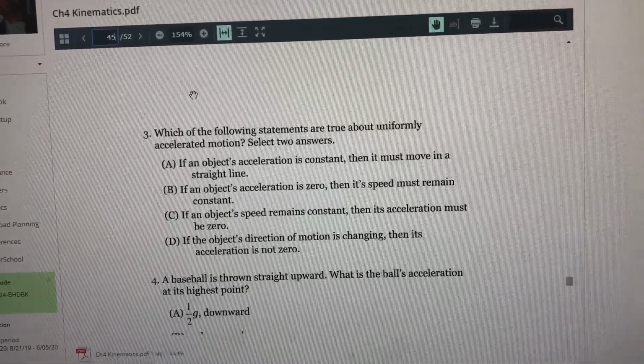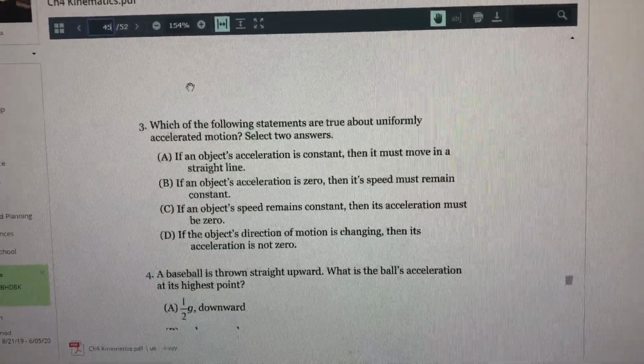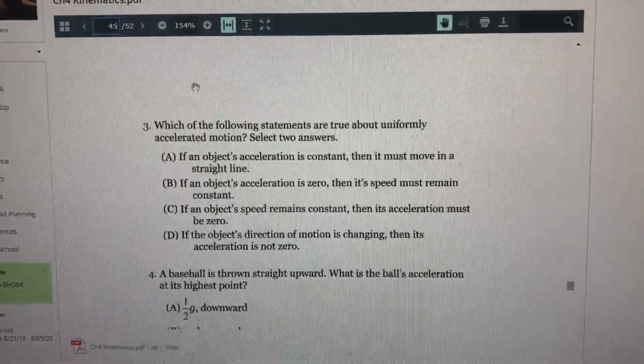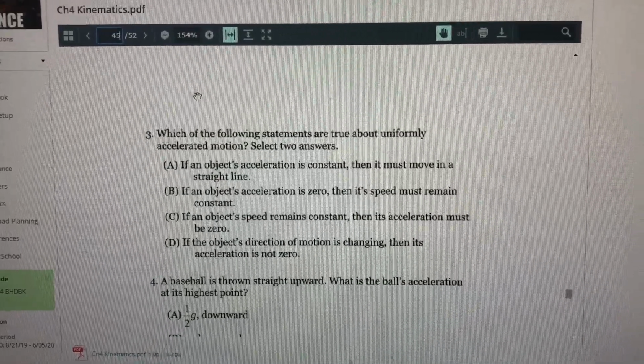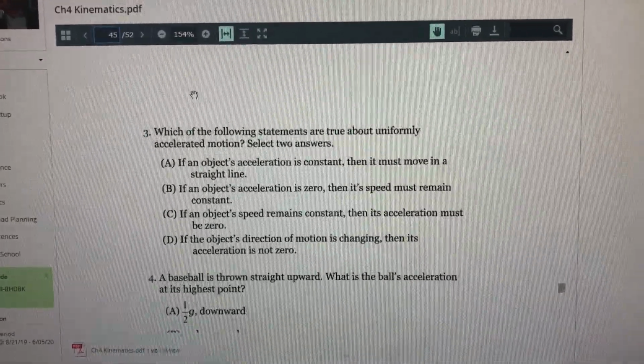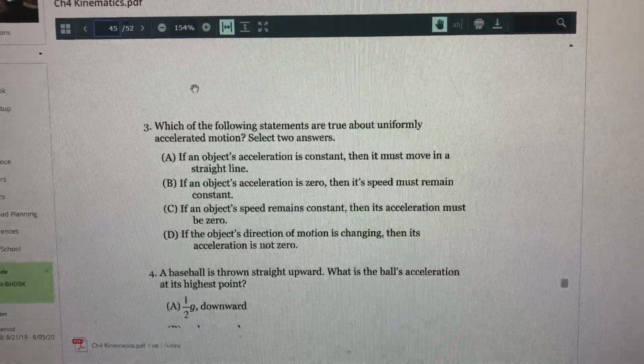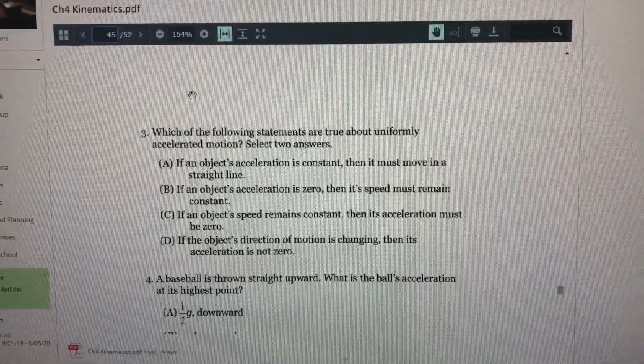You're not speeding up or slowing down how quickly you're spinning it in a circle, but it is accelerating because the direction is changing. So if speed remains constant, you also have to have the direction remain constant if acceleration is going to be 0.